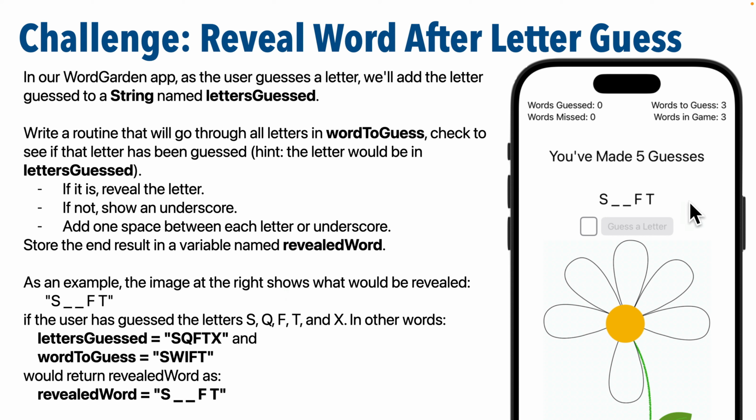Now as an example, the image at the right shows the revealed word, that's this string here, if the user had guessed the letters S, Q, F, T, and X. In other words, if we pass in letters guessed equals S, Q, F, T, X, and word to guess equals Swift, all uppercase letters, then your code should show revealed word as the string S__FT with spaces between the letters and the underscores.